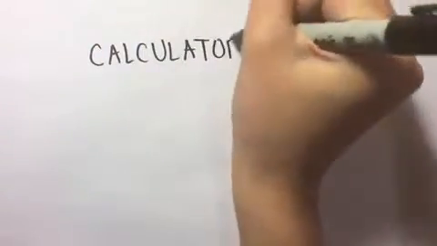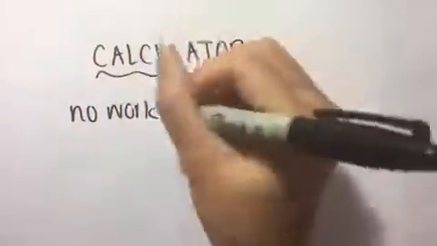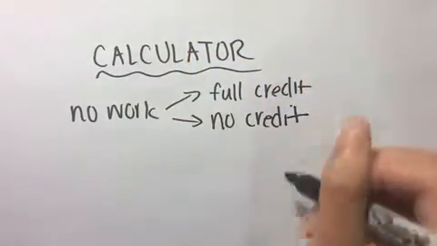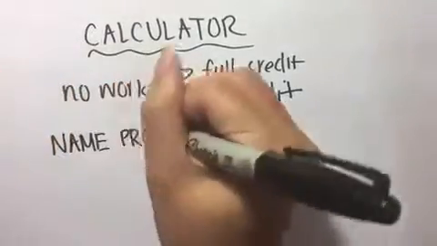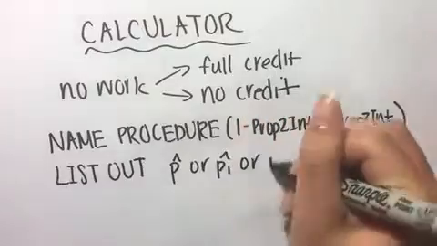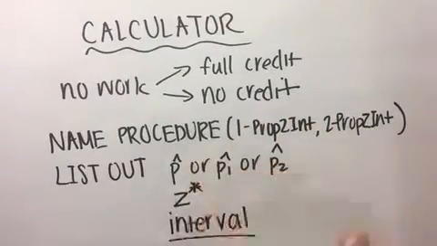If you do choose to use your calculator on the AP exam, please remember if you show no work and just the interval, you will either get full credit for the do step or no credit. Be sure to name the procedure, 1 prop z int or 2 prop z int, the p hat value or values, the z value, and the interval.